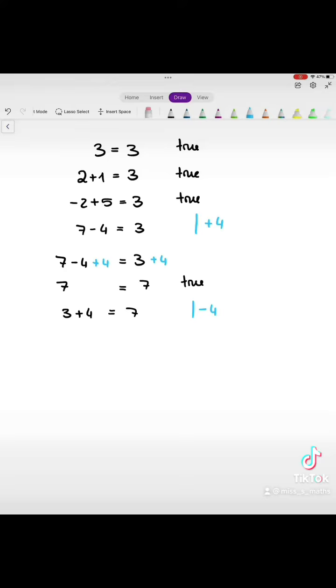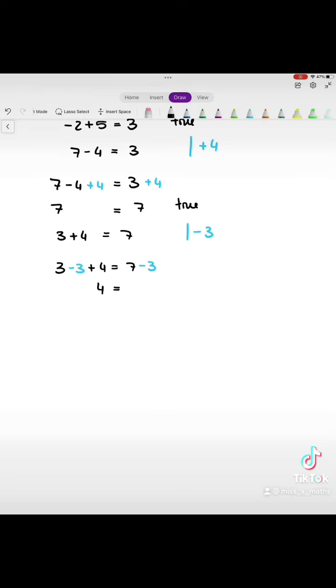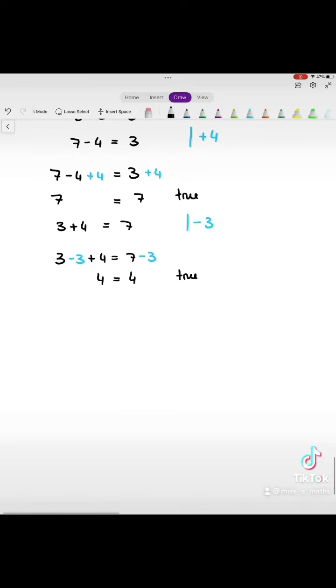Let's now try and subtract something on both sides. Let's subtract 3 on both sides. So we have 3 minus 3 is 0 plus 4, which means only the 4 is left on the left hand side, and 7 minus 3 would also be 4. 4 equals 4. That is a true statement.